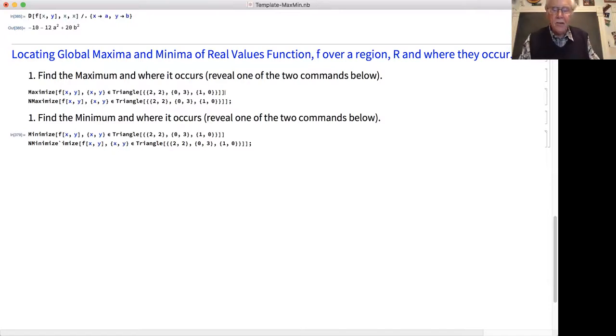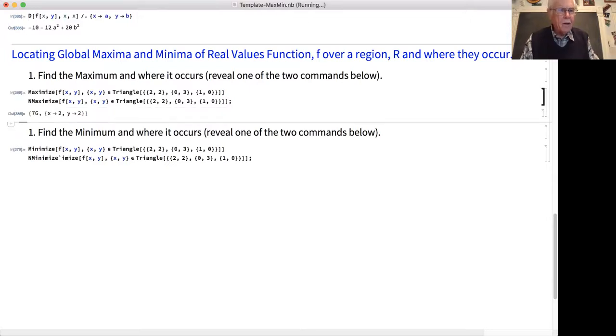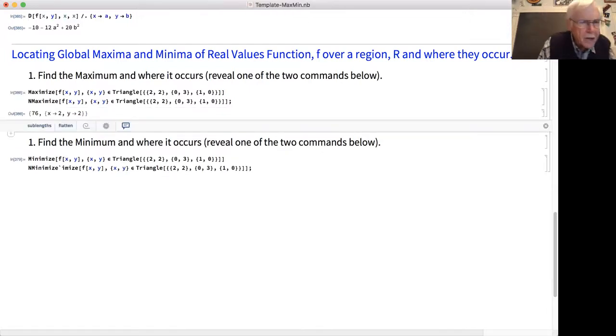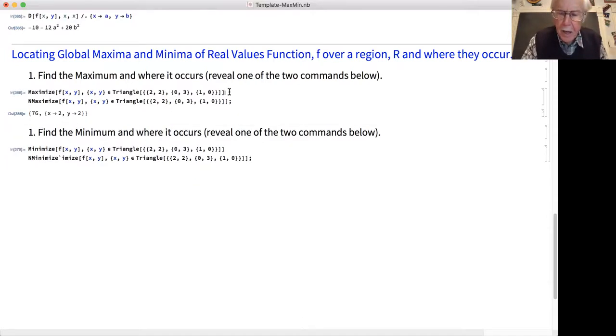So it does exactly what you did on that homework last night. And when you do this, you find that the maximum is 76 and occurs at 0, 22, which is one of the vertices of the triangle. Now, if you use NMaximize, so I'll comment out Maximize and use NMaximize.